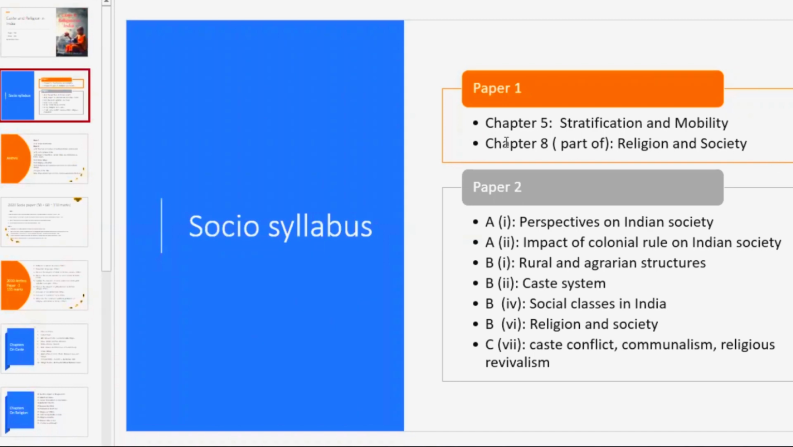Paper 1, 5 and 8, Stratification and Mobility, Religion and Society, chapter 8. Paper 2, Perspectives on Indian Society, Colonial Rule on Indian Society, Rural and Agrarian Structures, Caste System, Classes, Religion and Society, Caste Conflict, Communalism, Religious Revivalism. So this is what paper 1, 2 of sociology.